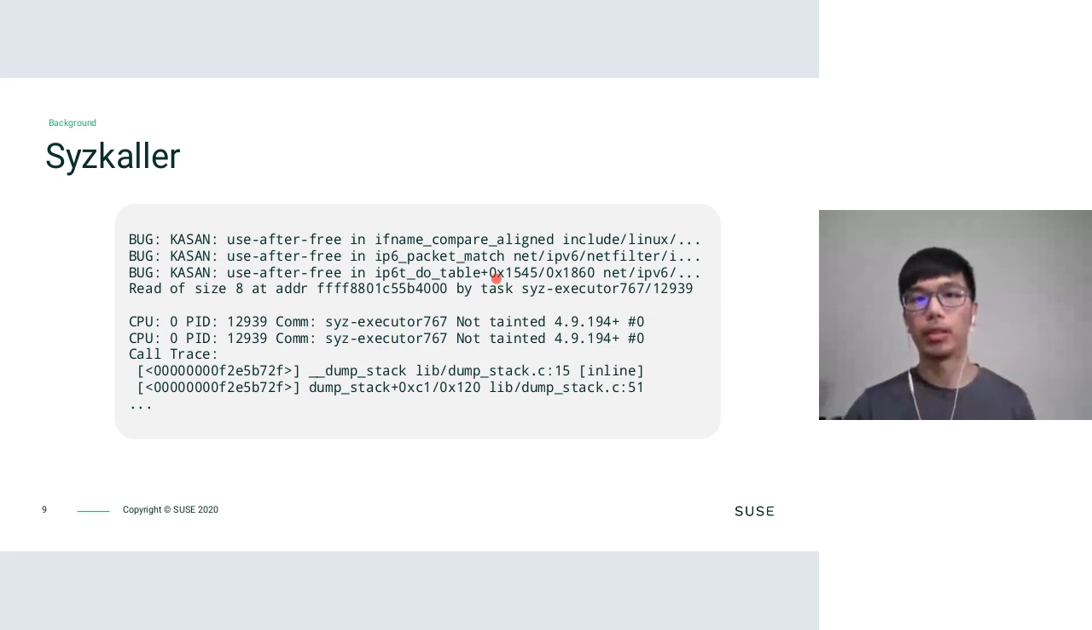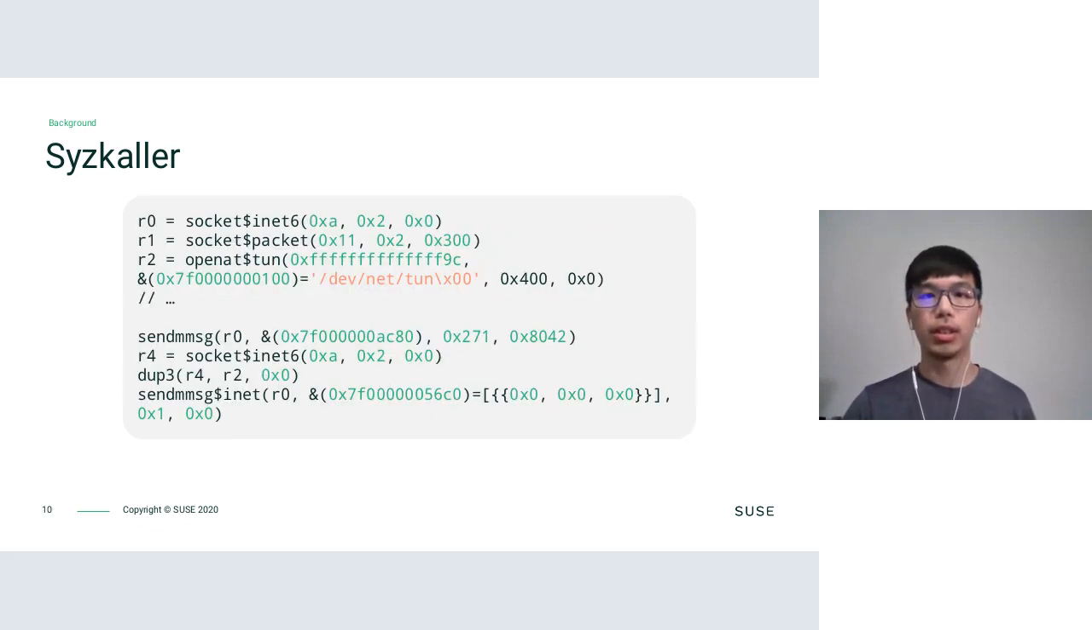For example, maybe it can trigger KASAN, the address sanitizer in this case. When it does so, it will also provide you with the sequence of system calls that does it. For example, for the previous dump stack, it tried to open some socket, then send multiple messages, duplicate the file descriptor, and then send multiple messages again. That is how it got to the previous screen. This sequence of system calls is what the Syzkaller project calls a reproducer. Essentially, it can reproduce the bug.